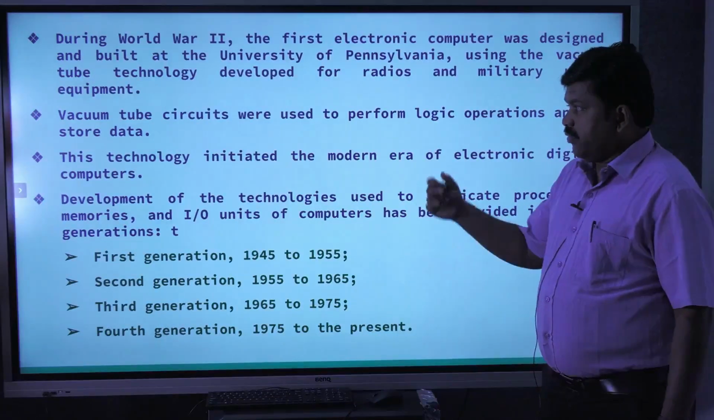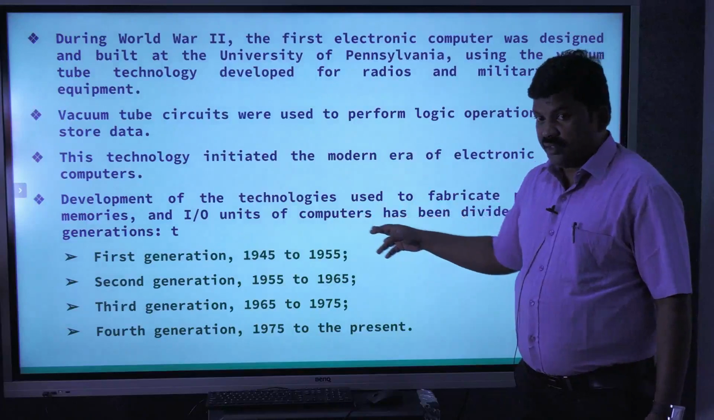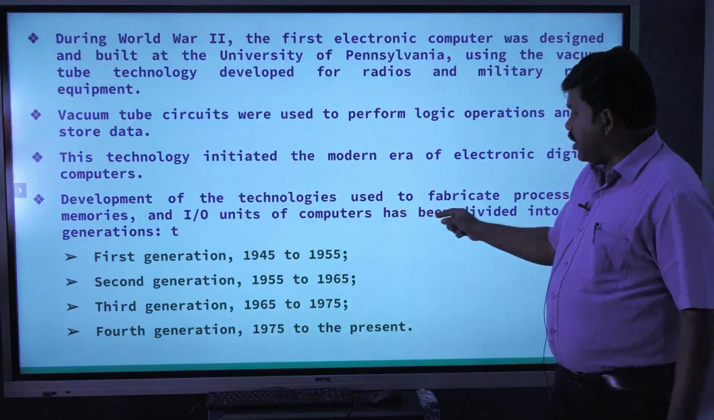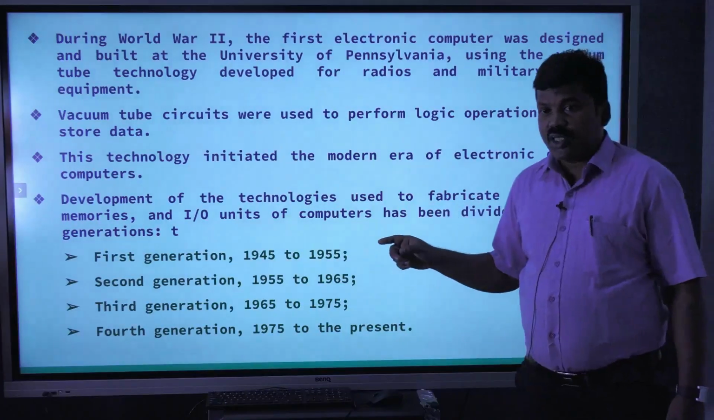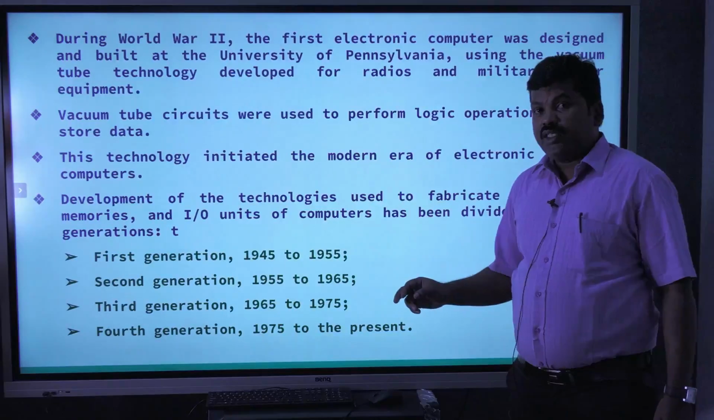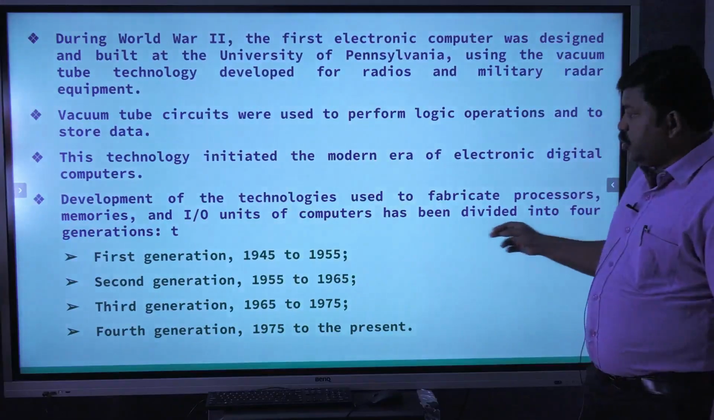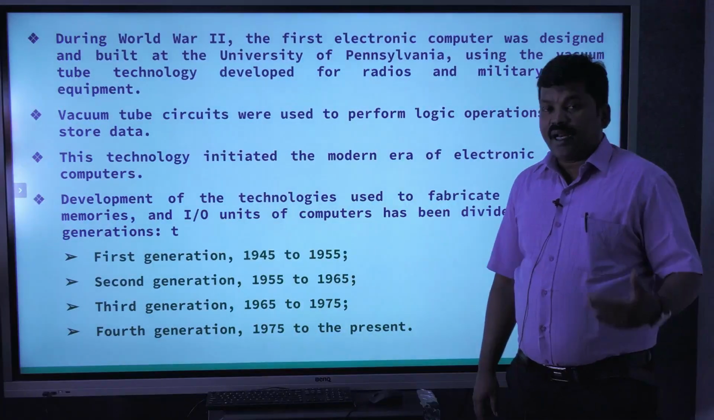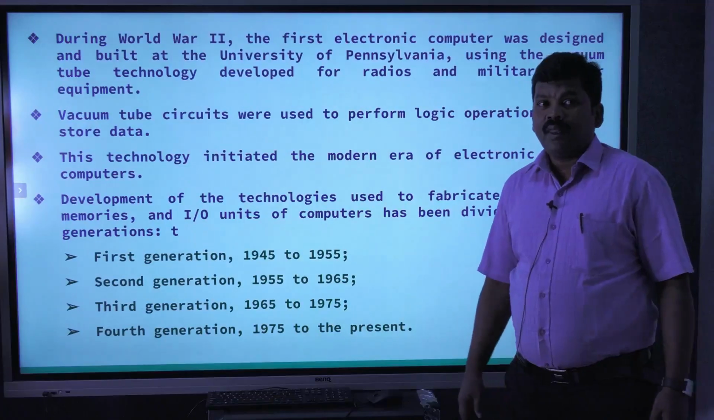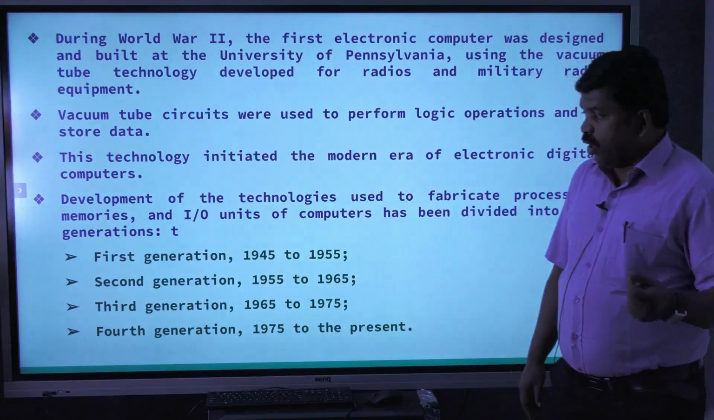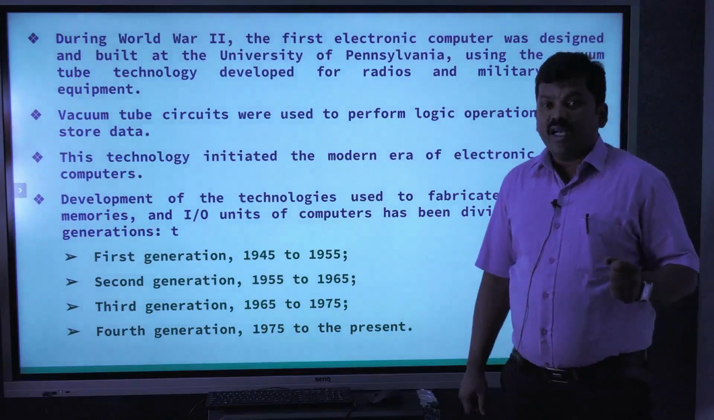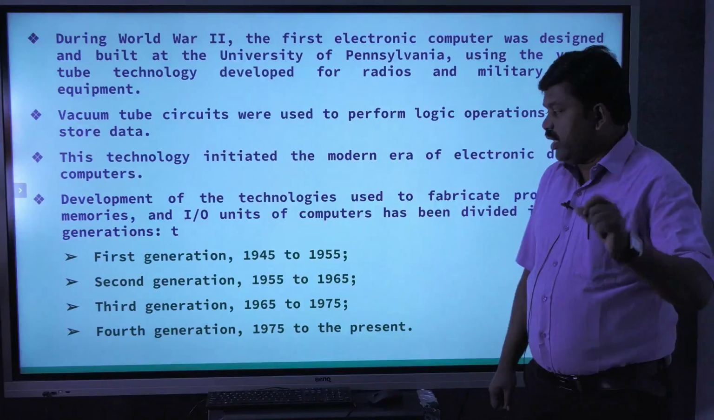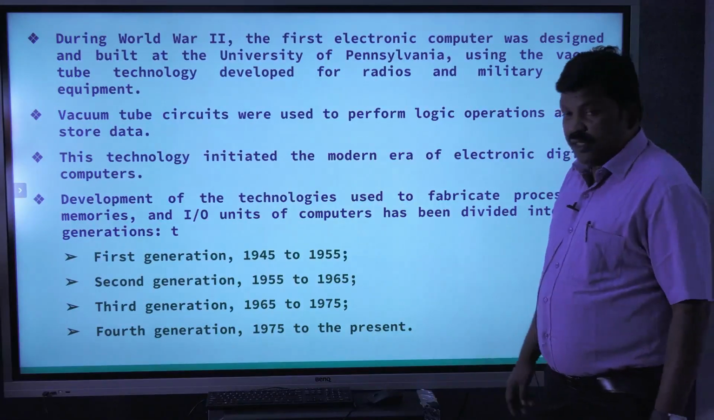After vacuum tubes, the parallel development of technologies helped the computer industry to fabricate processors, memory devices and I/O units of computers, which have been divided into 4 different generations. We can divide the entire computer generations into 4 different categories, the generations of computers, based on the processing device used in the particular electronic device. So we can divide them into 4 categories.